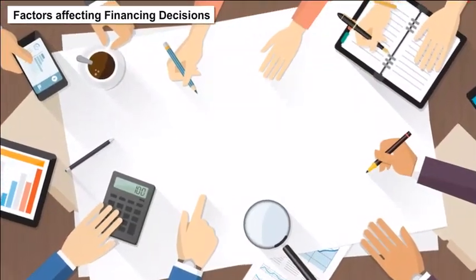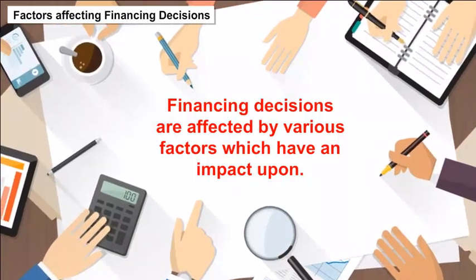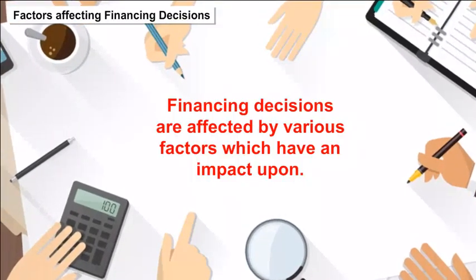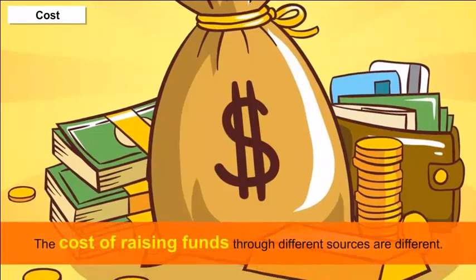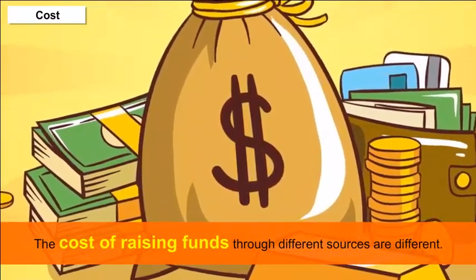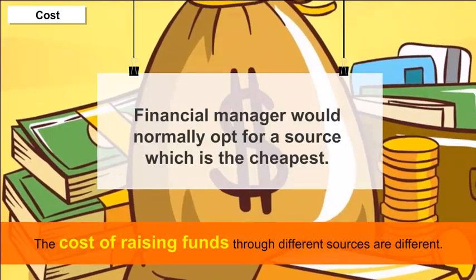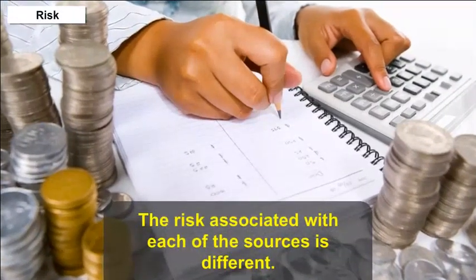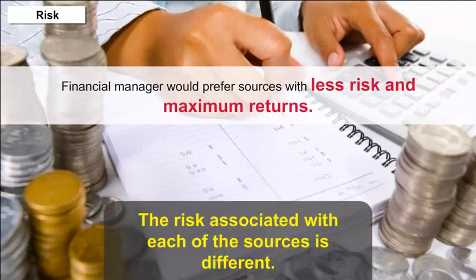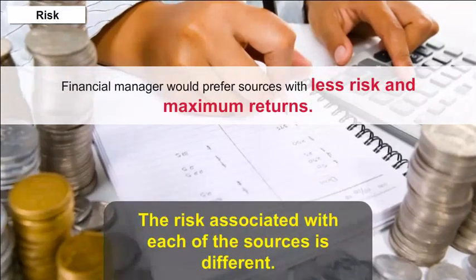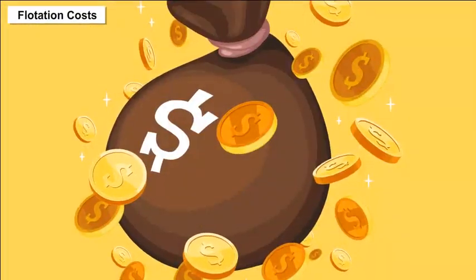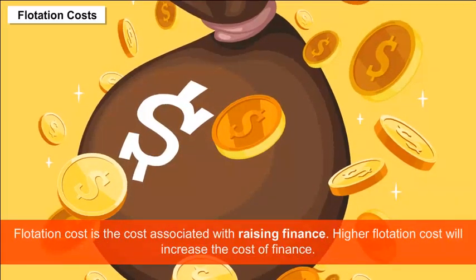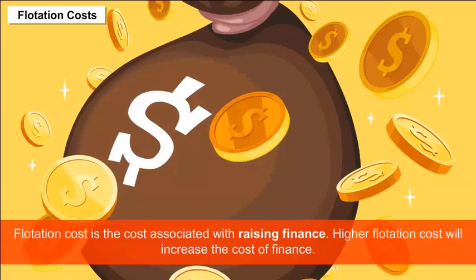Factors affecting financing decisions. Financing decisions are affected by various factors. The important among them are discussed below. Cost. The cost of raising funds through different sources is different. The financial manager would normally opt for the source which is the cheapest. Risk. The risk associated with each of the sources is different. The financial manager would prefer sources with less risk and maximum returns. Flotation costs. Flotation cost is the cost associated with raising finance. Higher flotation cost will increase the cost of finance.